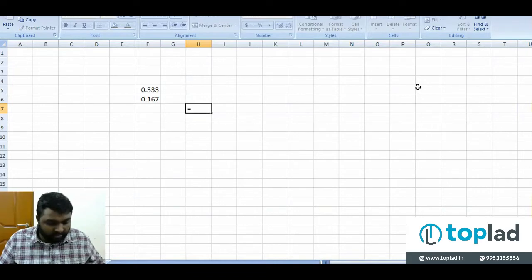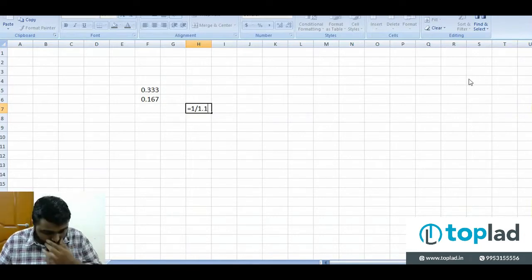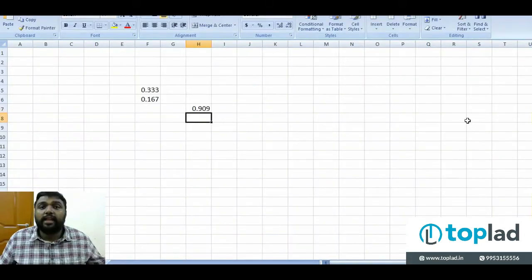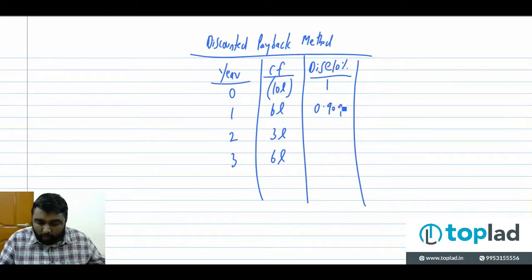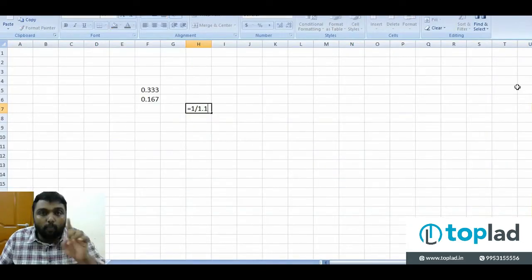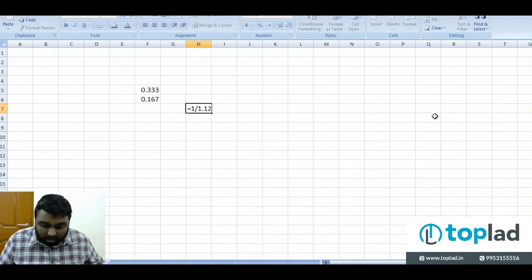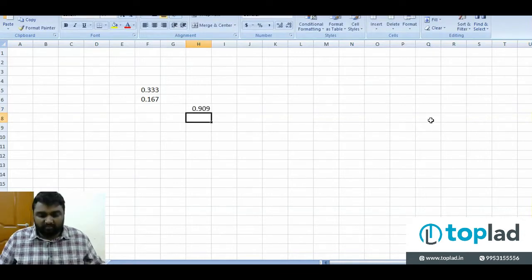The discount factor is very simple: 1 divided by 1.1 for the first year. That will be the value for the first year, which is 0.909. Why 1.1? This 1.1 came because here we have 10%. Suppose it is 12%, it will be 1.12. If it is 13%, 1.13. If it is 5%, 1.05. If it is 20%, 1.20. Accordingly, it will change. So this is for the first year.